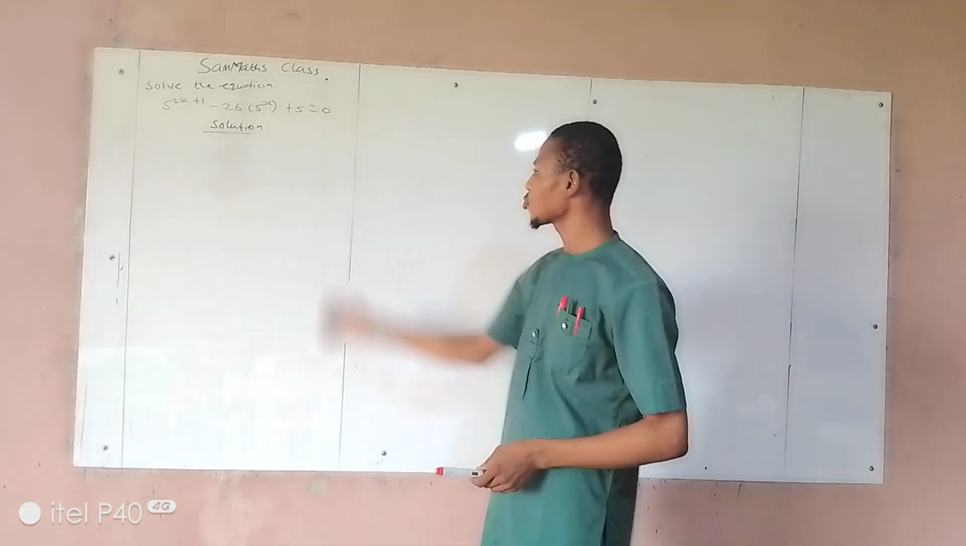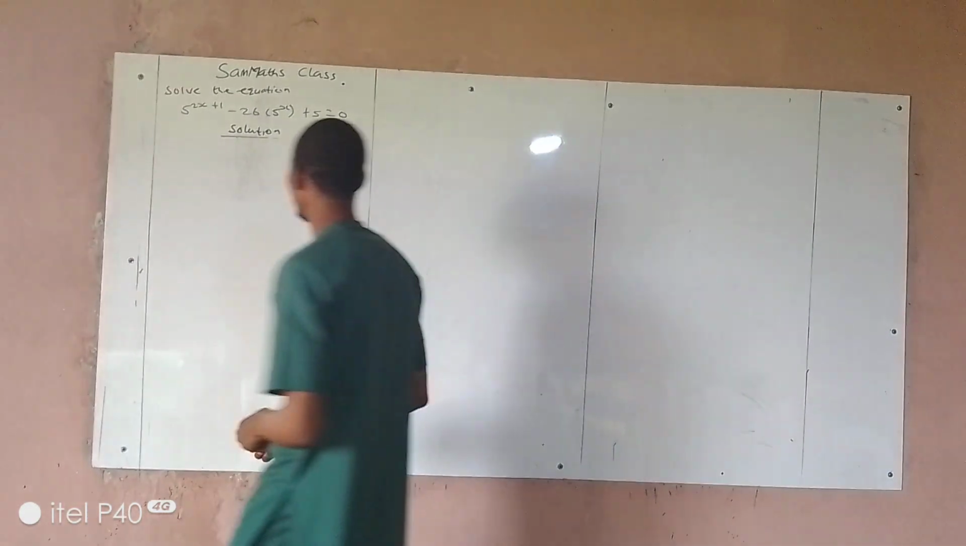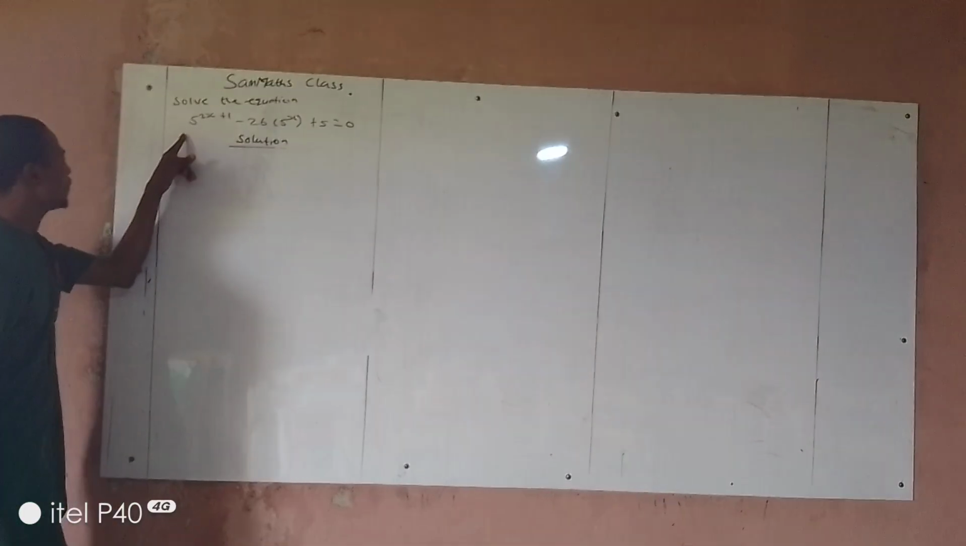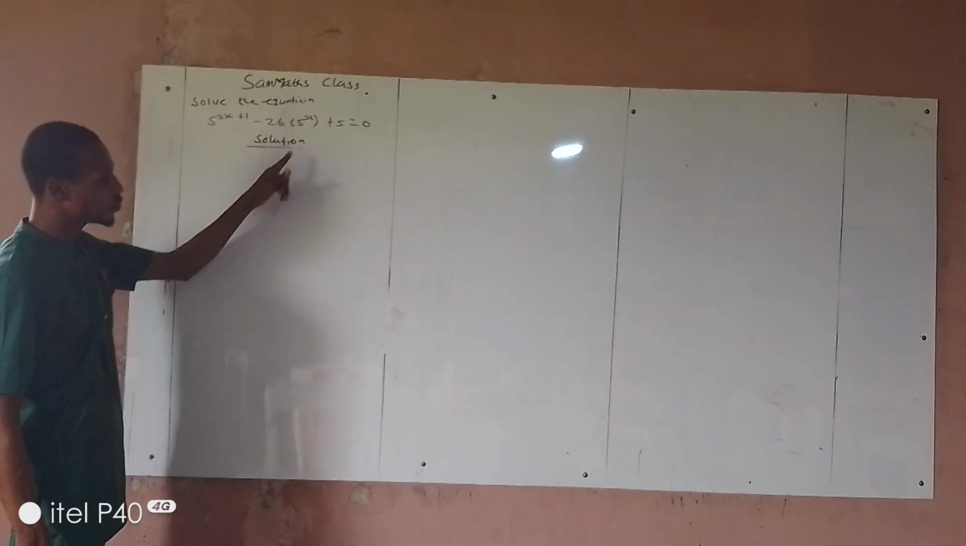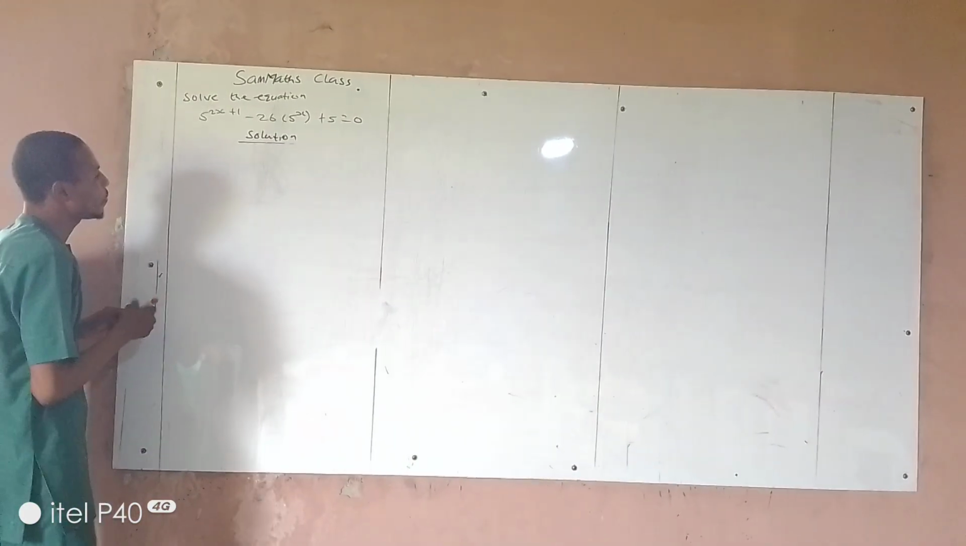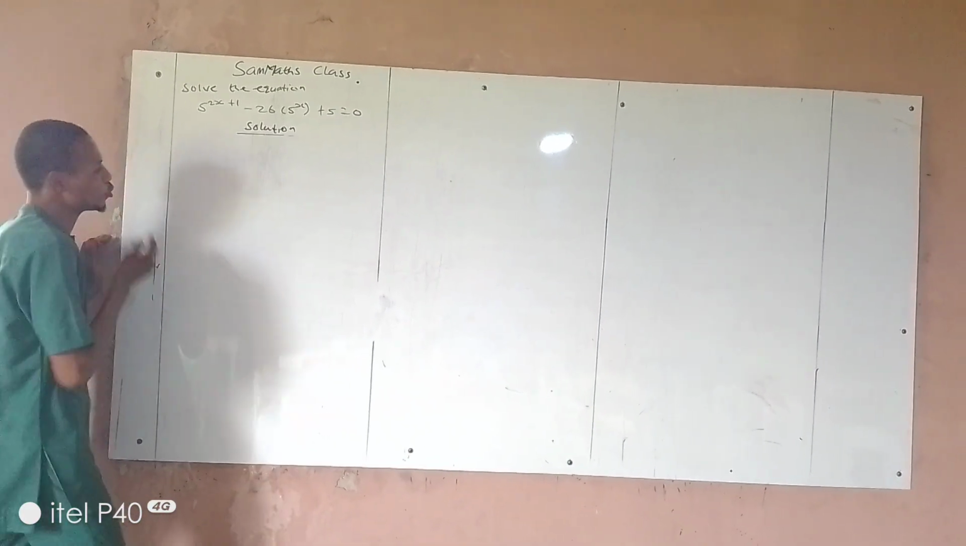Class, today we want to consider this question on indicial equation: 5 raised to the power 2x plus 1, minus 26 into 5 raised to the power x, plus 5 equals 0. We want to solve it. But to solve this question, you need to remember two laws of indices.